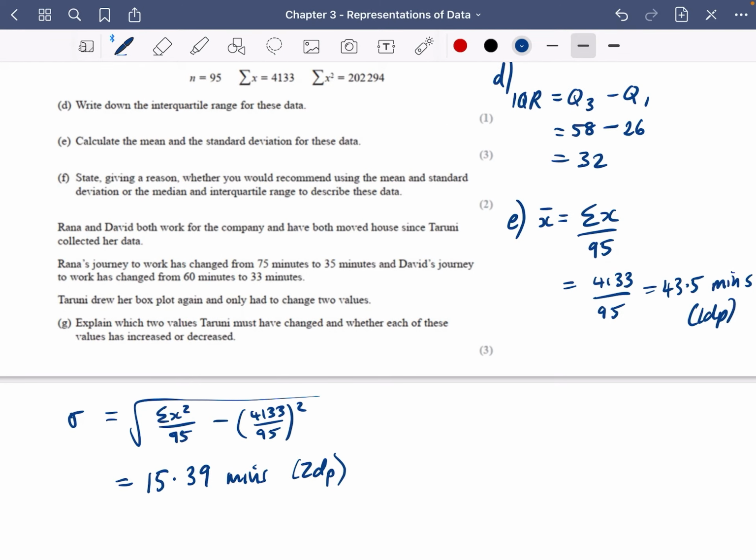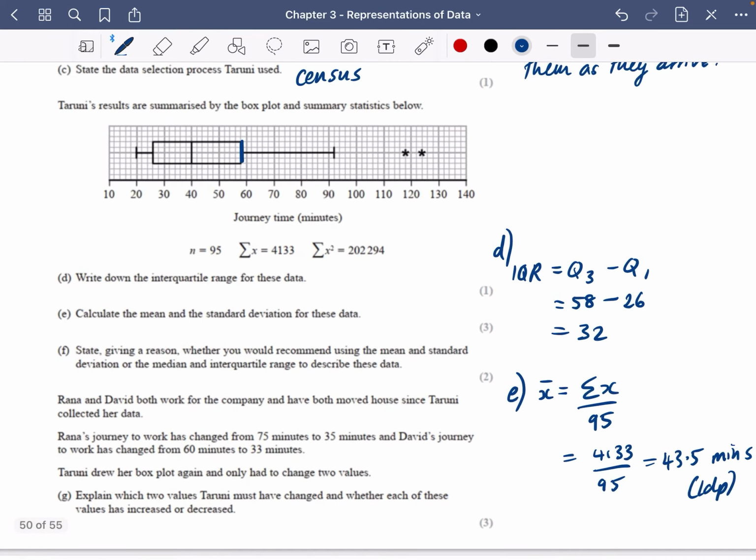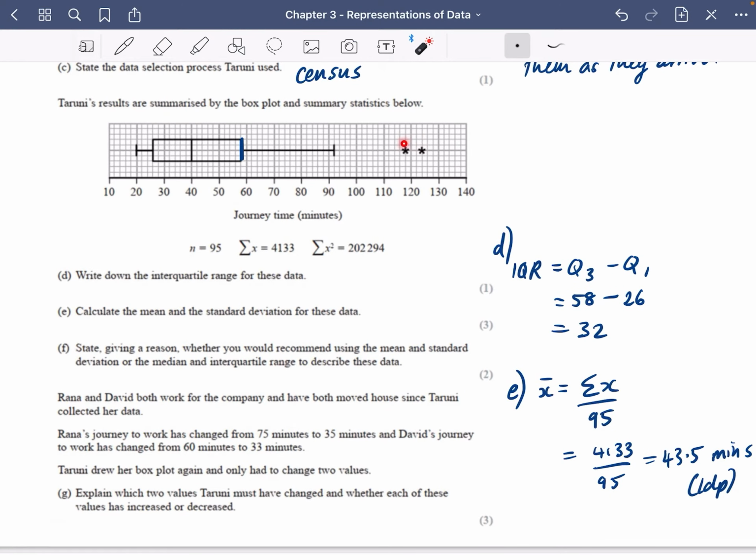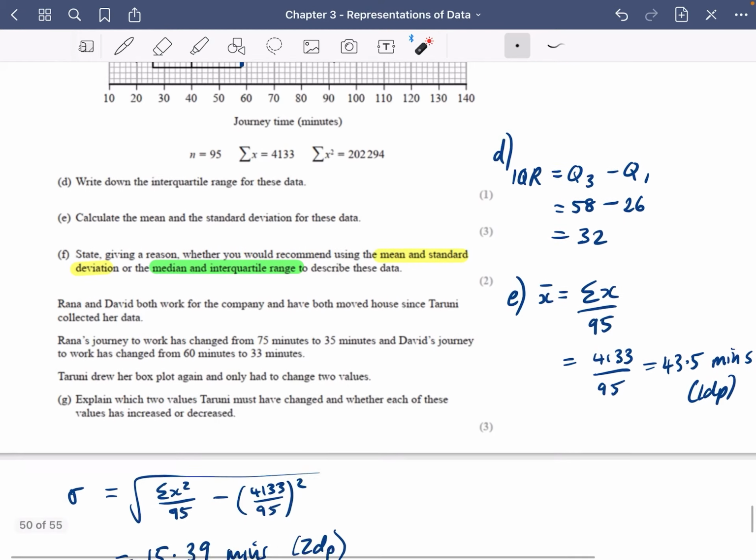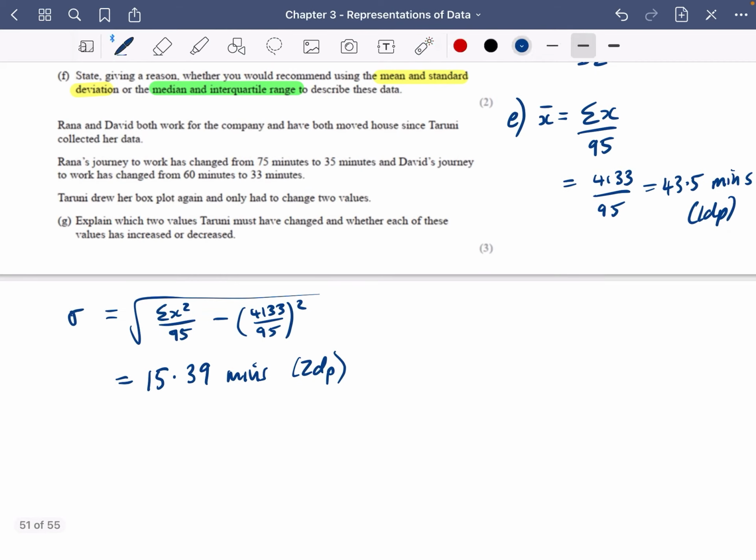State, giving a reason, whether you would recommend using the mean and standard deviation or the median and interquartile range to describe these data. So I would look at this and I would think, there's a couple of really big outliers up here. The mean and the standard deviation will take into account every piece of data, whereas the median and the interquartile range will ignore the extreme values. So I think the better one here is going to be the median and the interquartile range because of the outliers.